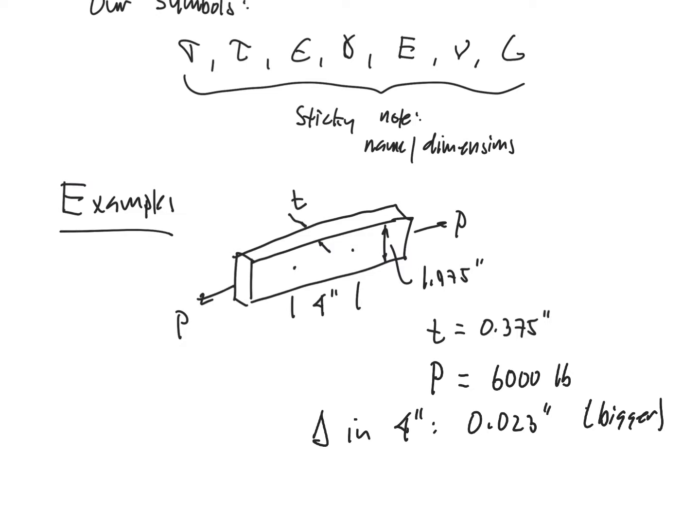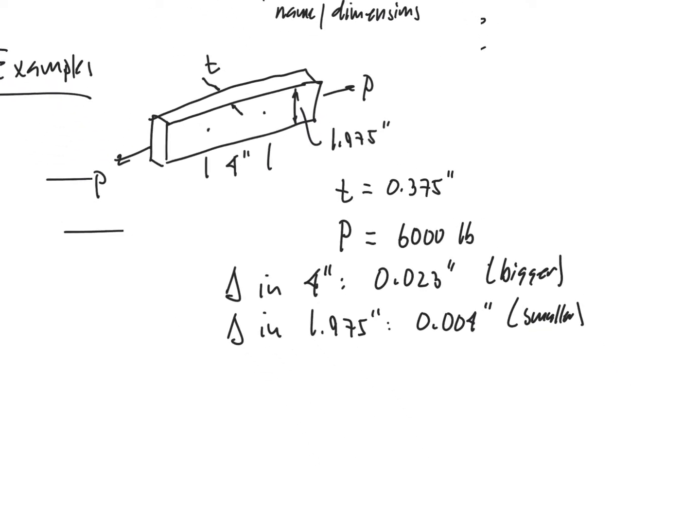And then the change in the width direction, so that would be the 1.975. So the delta in the 1.975, because of the Poisson effect, gets smaller, 0.004 inches smaller. And the question becomes, find E and the Poisson ratio. So we want to find out what those two parameters are going to be. So really, we're just putting in numerical practice what we've already determined.